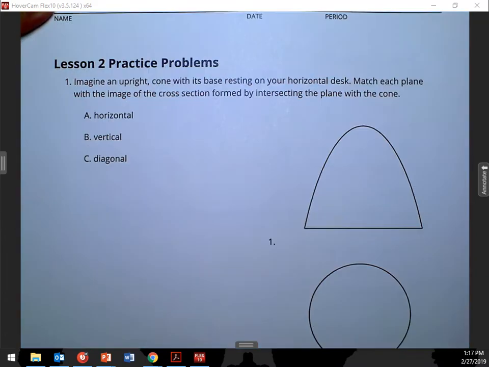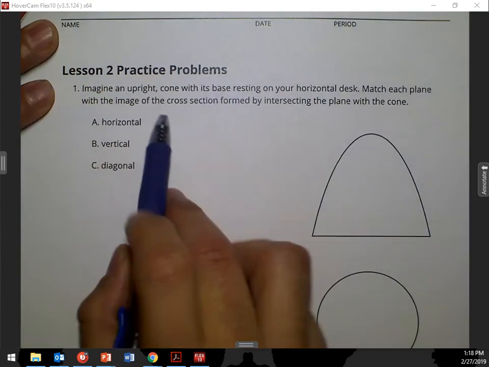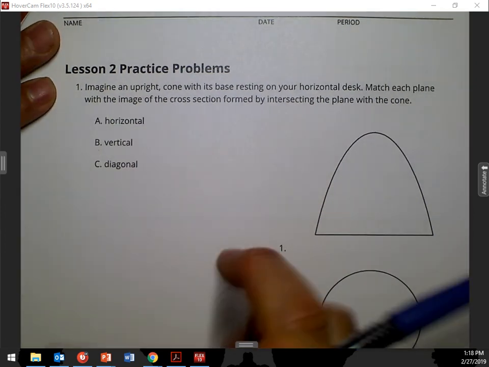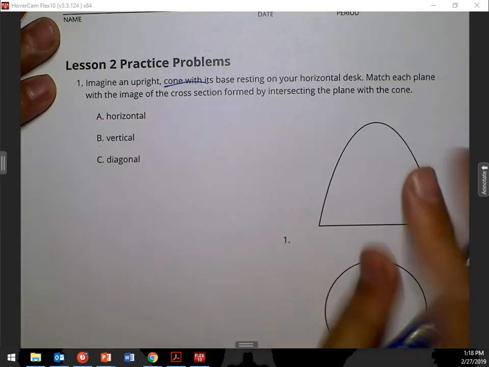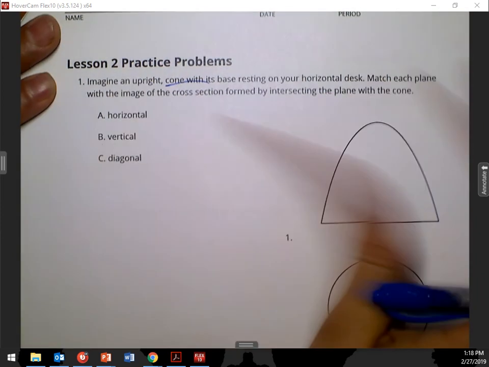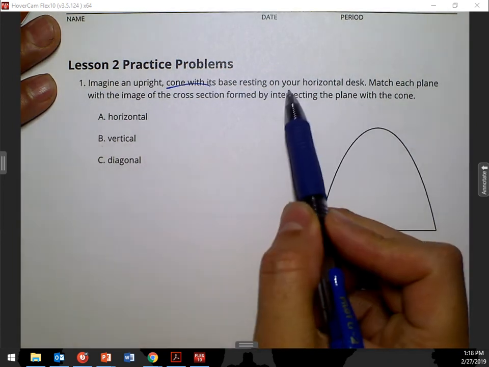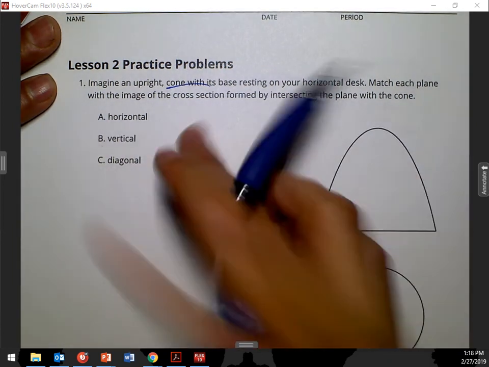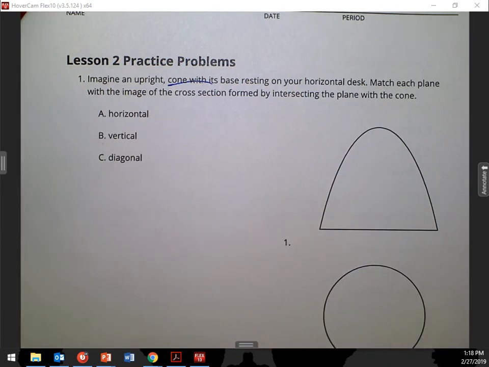All right, let's take a look at this one right here. Lesson 2. This one is asking for an image of an upright cone with base resting horizontal on your desk. So the base is on the desk, so the pointy point is pointing up. Match each plane with the image of the cross section formed by intersecting the plane with the cone.